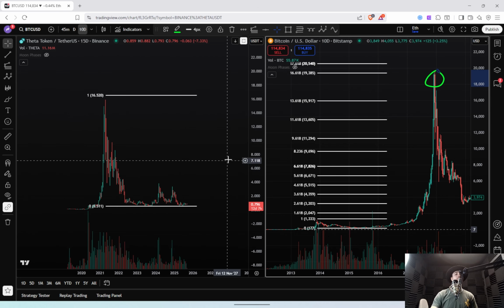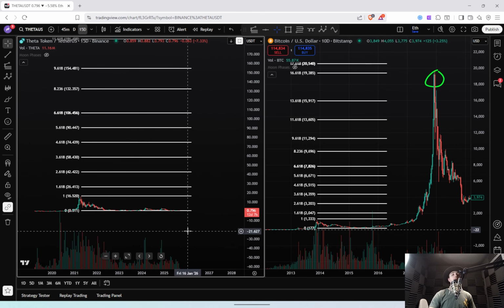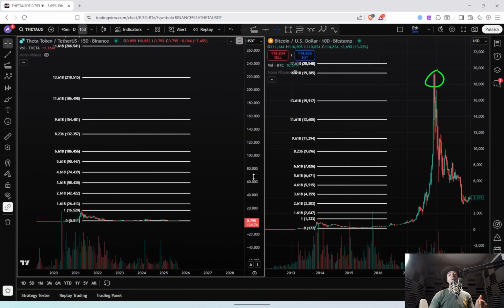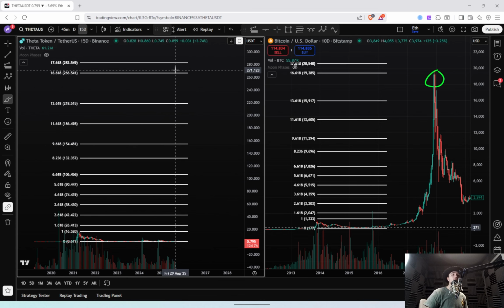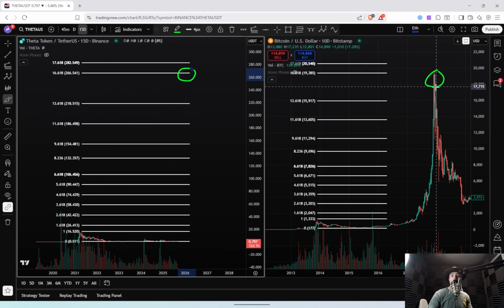Now, if we look at Theta over here on the left, what we can do is stretch out the chart and start to line these two charts up to get an idea of just how high Theta could go before Theta tops out. Now, as you can see, $260 would be the 16,618 Fibonacci extension. So if Theta pumps as hard as Bitcoin, then Theta could go all the way to $260 per coin before we see a major bear market and correction like we saw over here on Bitcoin.